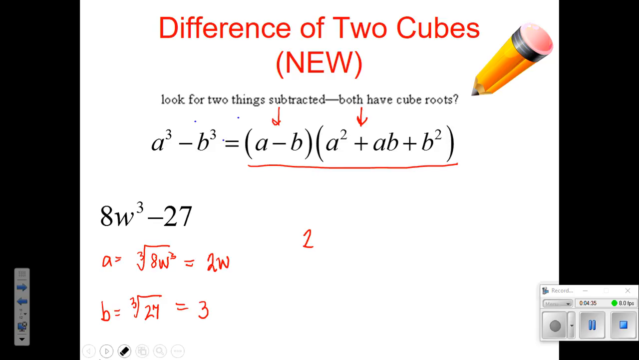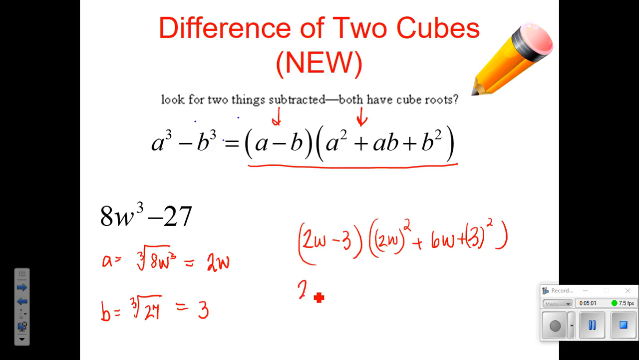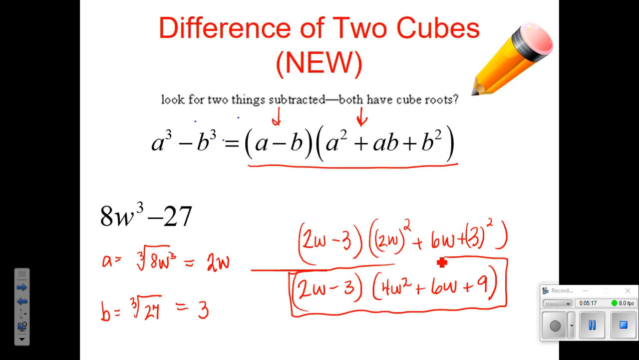So A is 2w, minus B, 3. And then A squared, so 2w squared, and make sure you square all of 2w, plus multiply these two together, 2w times 3 is 6w, plus 3 squared. Which turns out to be 2w minus 3 times 4w squared, because you square the w and square the 2, plus 6w plus 3 squared is 9. And that is the answer.